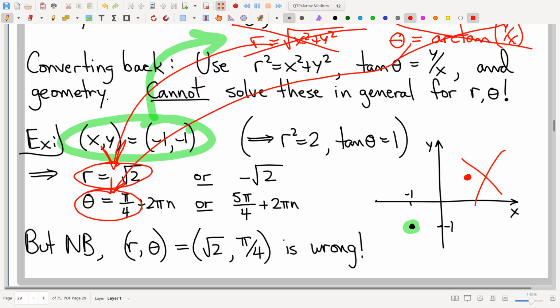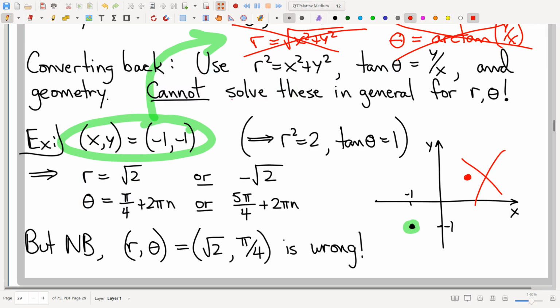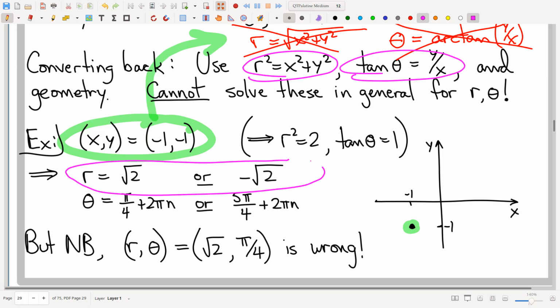Proper way to do a problem like this. Again, ignore those crossed out formulas. Realize that these formulas here give you options, right? We have all of these, we have 2 different possible values of r, and then we have all of these, quite a few, you might say infinitely many different values of theta.